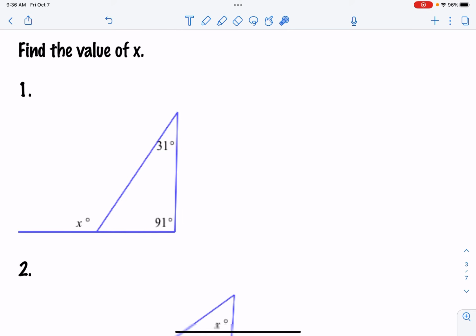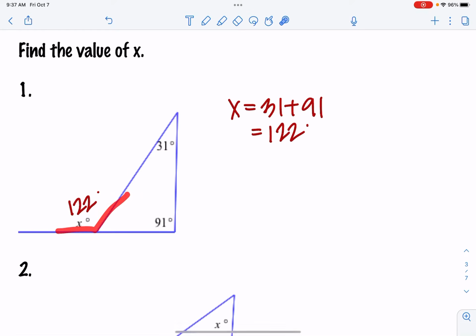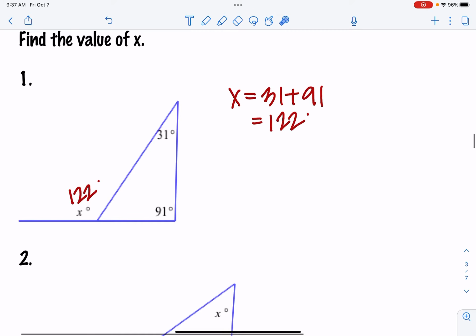So for example here, the outside angle is x. It is equal to adding up the 2 remote angles it's not attached to. So x equals 31 plus 91, and you get 122 degrees. And now that we're solving for angles, always make sure it looks about right. We know that this angle looks like an obtuse angle, so it makes sense that the answer is an obtuse angle. Just always try to verify and logically see if your answers are making sense.